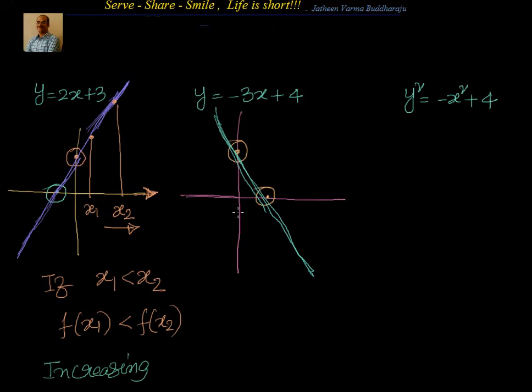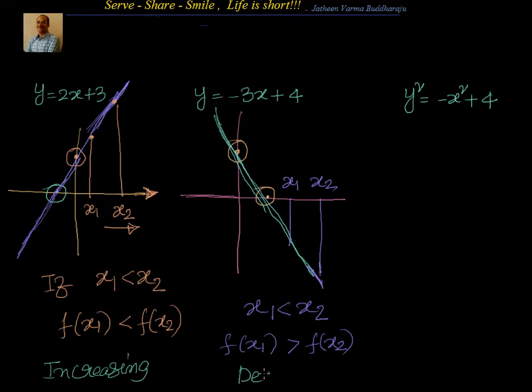now you can see that as we are moving in the positive direction of the x-axis, suppose I have x1 and x2, such that x1 is less than x2, then you can observe that as we are moving in the x2 direction, the values of the function are going on decreasing. That means f of x1 is greater than f of x2. So this function is called a decreasing function.